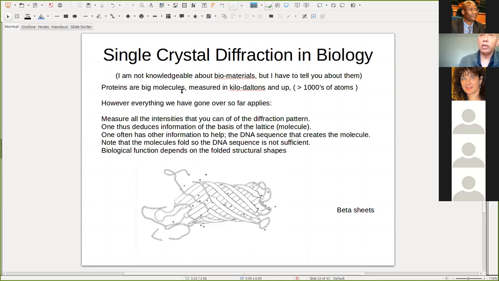Truthfully, this is almost not different at all from what we just went over in the last few slides. The only difference is the proteins are very big molecules. There are thousands of atoms. So you will get a lattice, but instead of one or two atoms, in the case of sodium chloride we had four atoms of sodium and four atoms of chlorine in the unit cell. And this one has thousands of atoms in the unit cell. To make matters worse, they're very floppy, very soft materials in some sense.